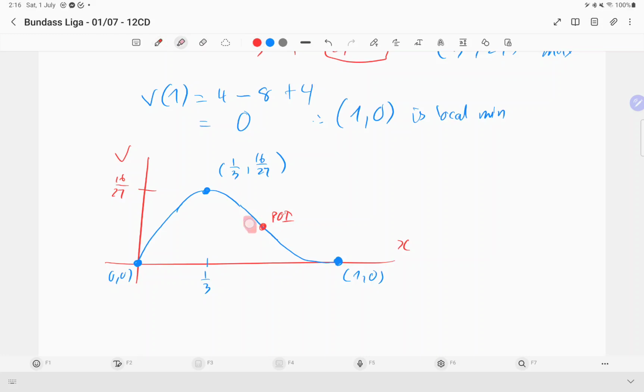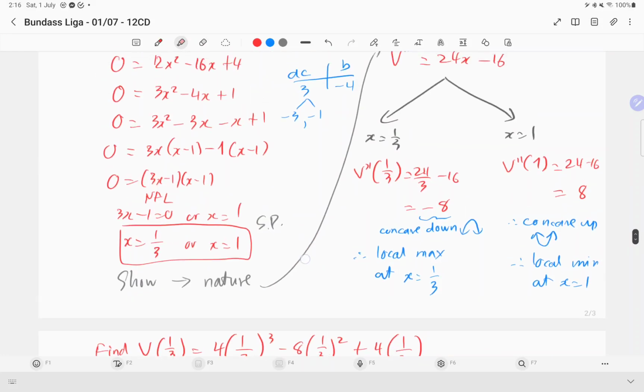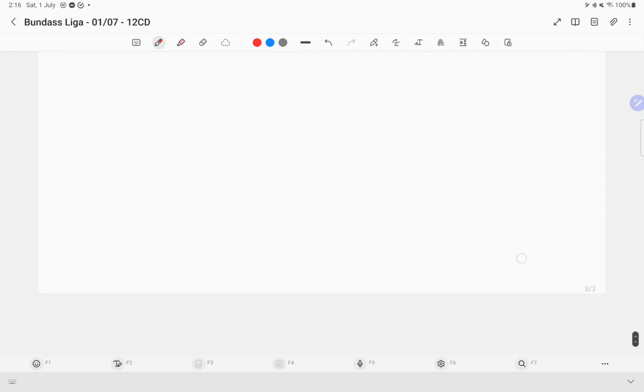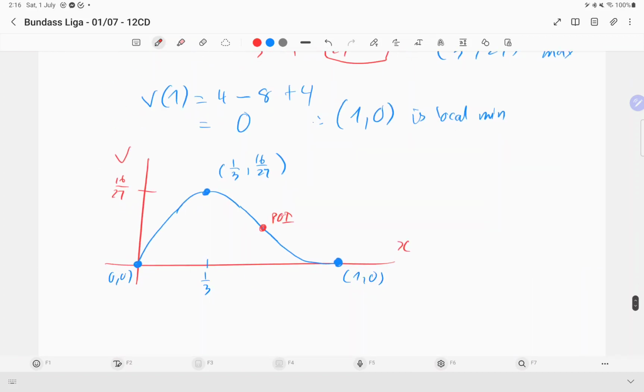Do you see it? This is concave down, right? This is concave up. Changing concavity, point of inflection. If you were to solve the second derivative equals 0, you can find exactly where that is. So this is the second derivative, right? 24x minus 16. So let's find that.